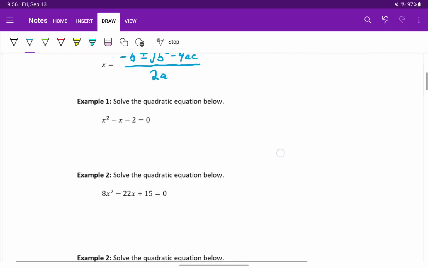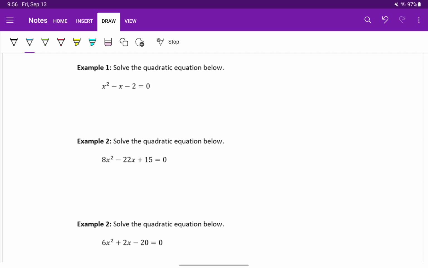But we'll take a look at a few examples using this formula, and then we'll move on to some other techniques we can use. In example 1, we're given a quadratic equation. Our first two terms don't have a coefficient, but hopefully we understand that there's always a coefficient of 1 there. So our value for A would be 1, our value for B would be negative 1 in this case, meaning we can go ahead and substitute in our values for A, B, and C into the quadratic formula.